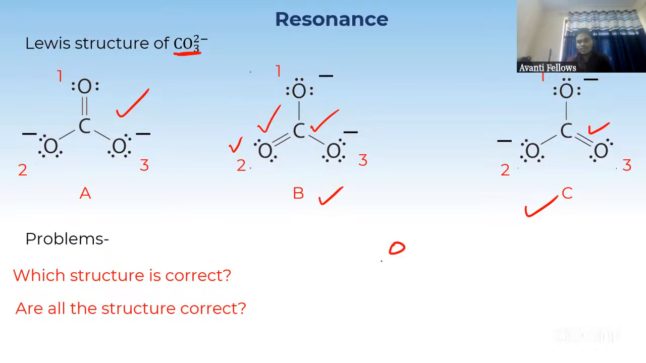Similarly, in the ozone molecule, this is the structure of ozone. All oxygen bond lengths are equal in nature. Is this clear? Chalo.